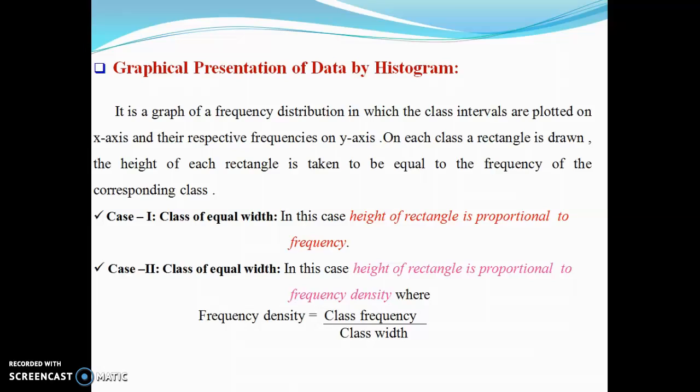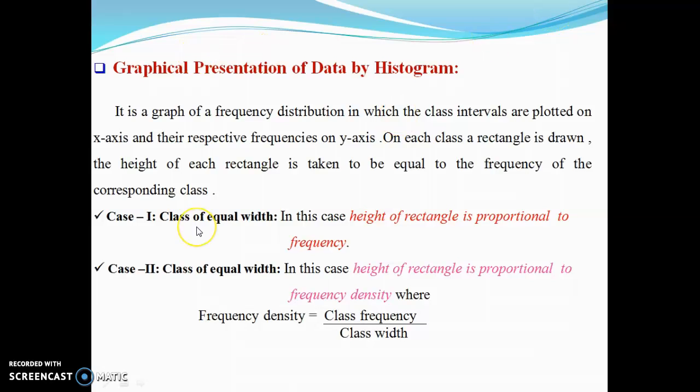In case of the inclusive method of classification, the extended class interval is used as base, where the extended class interval is an interval designated by class boundaries. Since the base of the rectangle is the class width, there is a slight difference in the procedure of construction of a histogram when the classes are of equal width and when they are of unequal width.